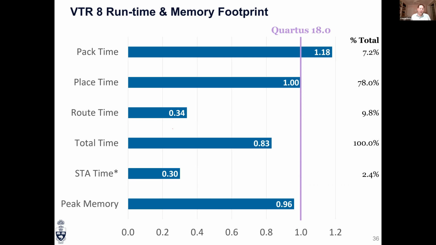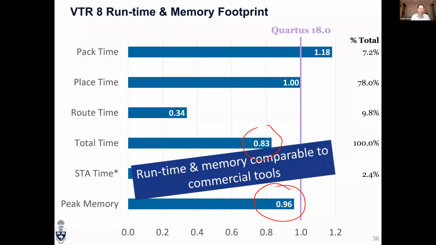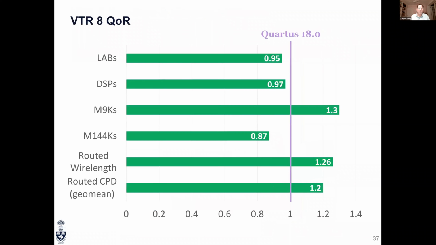But overall, runtime is in a pretty good state. It's comparable in packing and placement, a bit better in routing, and the overall runtime is actually a little lower than Quartus, and the peak memory is about the same. So in the same ballpark for runtime and memory usage. In terms of quality results, in terms of resource count, it's pretty close. It actually uses a little bit less in terms of most types of blocks. It tends to use more small RAM blocks, fewer large RAM blocks.